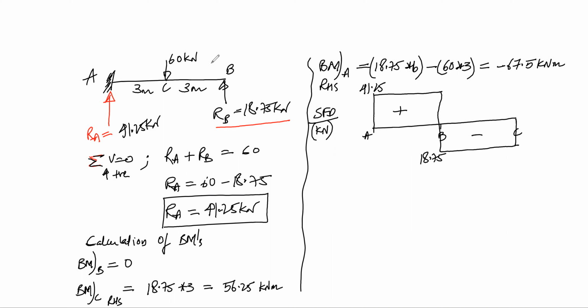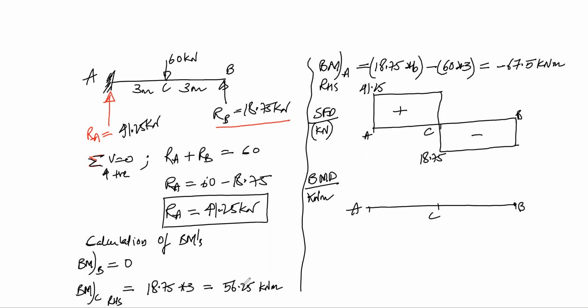Next, I draw bending moment diagram, and the units will be kilonewton meters. So I have point A, point B, point C. This is point B. This is point C. So I know bending moment at point B is 0. So this is the point. Bending moment at C is 56.25.